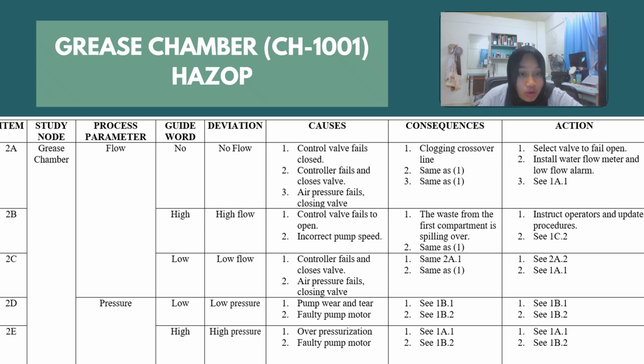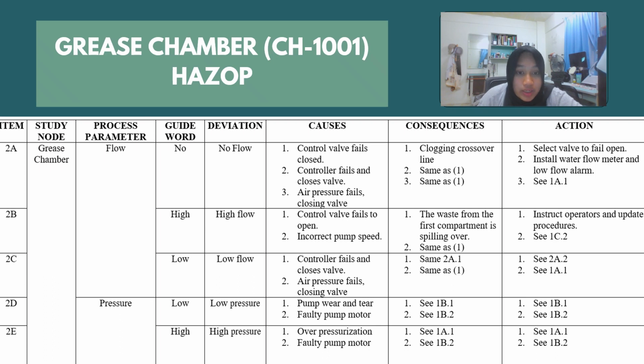Next, what if low flow? So for the low flow, the controller fails and closes the valve, and air pressure fails, closing the valve. And the consequence is we may have clogging crossing over the line. Then the action that we need to take is to select the valve to fail open, and install a flow meter and low flow alarm.